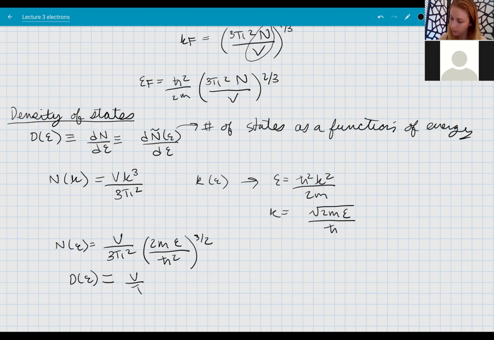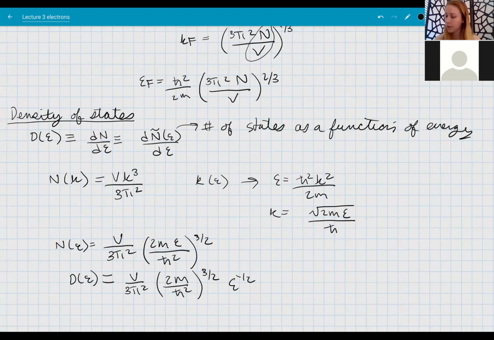That's supposed to be 3 pi squared, I think. 3 pi squared, let me correct my notes when I get back to it, times 2m divided by h bar squared to the 3/2. And then the one component that actually gets the derivative is the energy. So we get energy to the 1/2.